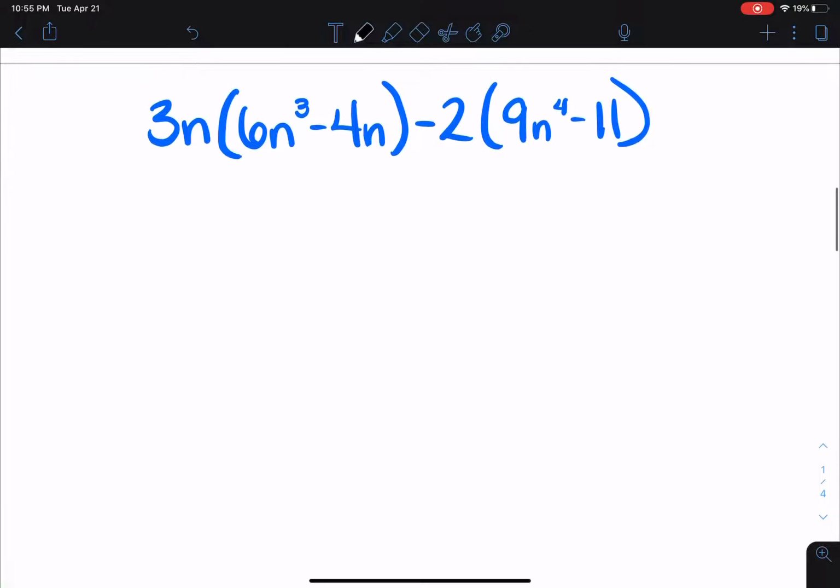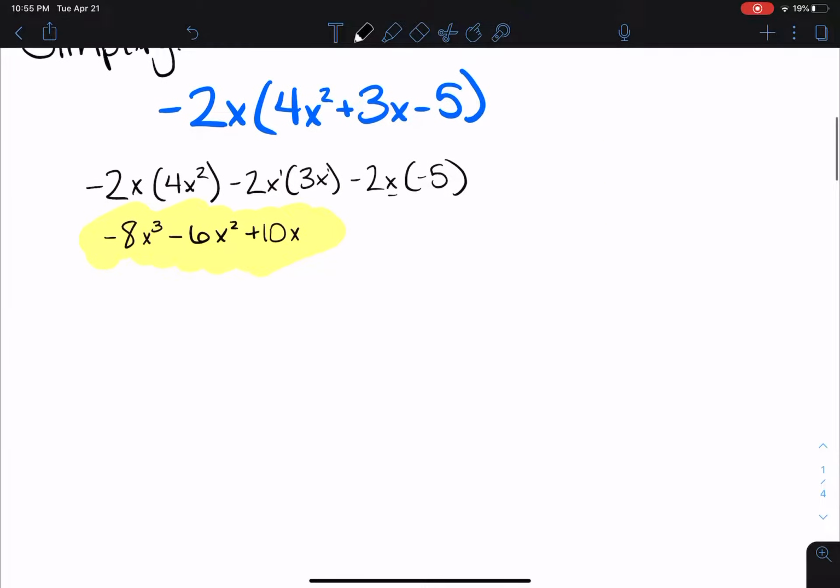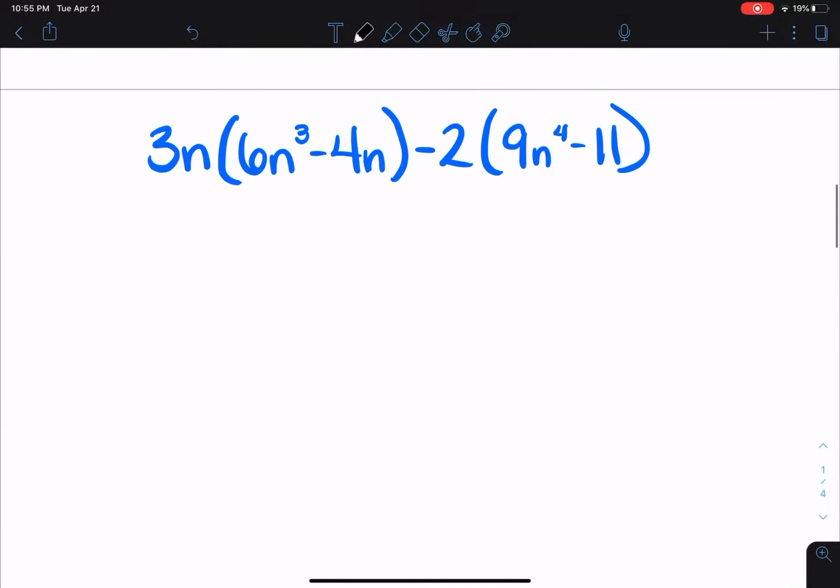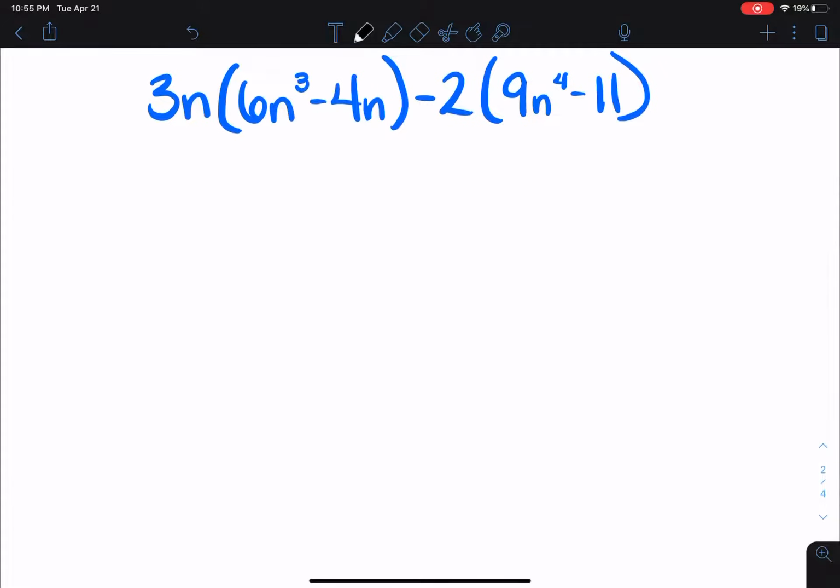Okay, so we are going to do the same kind of thing. You can kind of skip some steps once you get the hang of this. I'm going to skip some steps. If you get lost, go back up to these steps and watch this again. Rewind in your video. But this is how you can do it with skipping some steps, not writing everything down. You can say 3n times 6n to the third, 3n times negative 4n. Okay, so that's going to be our first part. And then we're going to say negative 2 times 9n to the fourth, and negative 2 times negative 11.